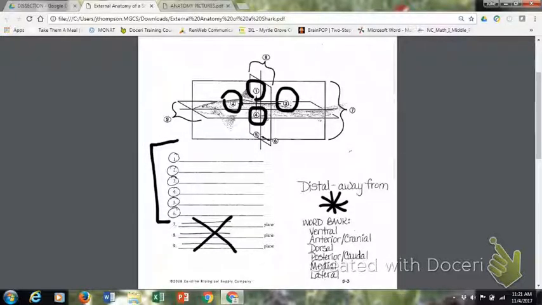Okay? 5 and 6. 5 is right here. 5 is showing the midline. Hopefully you remember that name I gave you just a second ago. And 6 is away from the midline. So hopefully that'll help you fill in your sheet. And go ahead and fill that in, and we'll check it in class tomorrow.